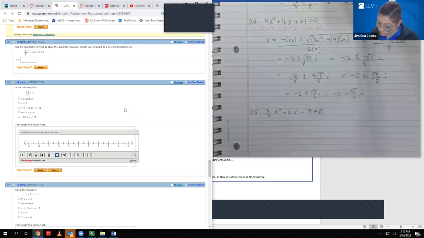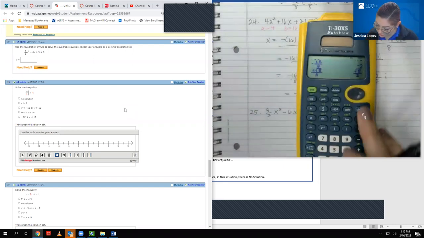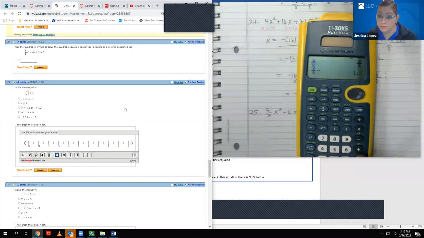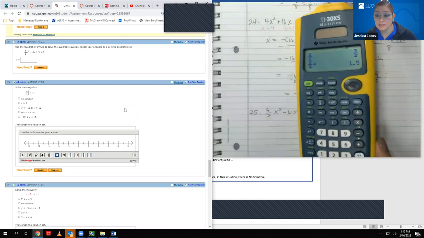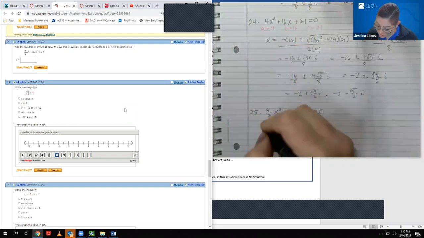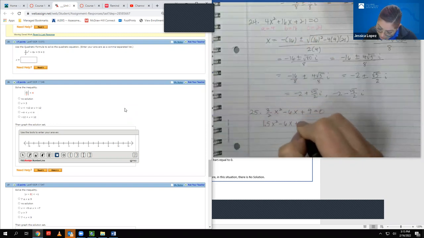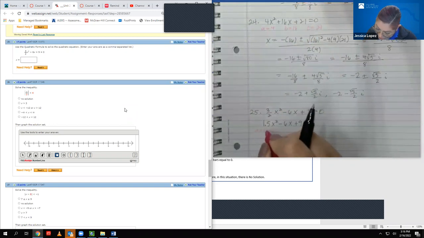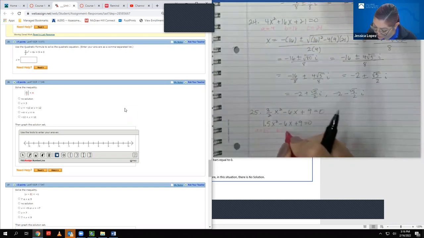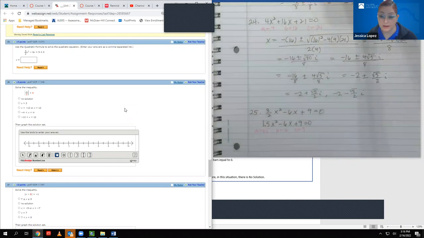The first thing you can do is see if that's a nice decimal, 3/2. Let me hit the double arrow to get my decimal. So there's my double arrow. It is a nice decimal. As long as it's a nice decimal, you can change it to a decimal and then just use the quadratic formula with A equal to 1.5, B equal to negative 6, and C equal to 9. And I will leave you to do that, okay?